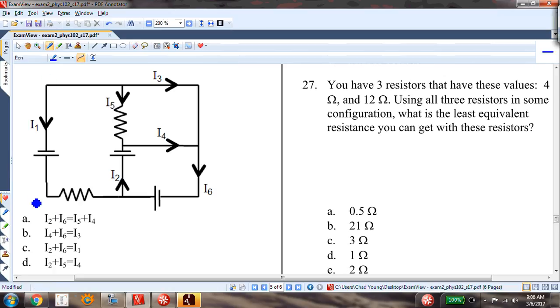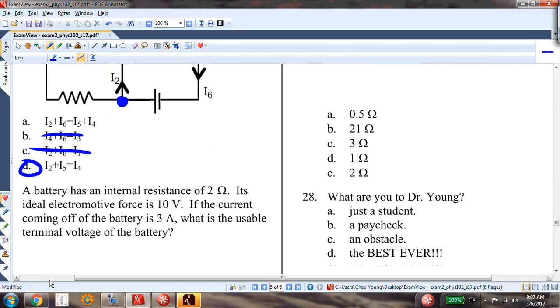All right, I4 plus I6 equals I3. I4 is into it, I6 is out, so that's not correct. It should be I4 plus I3 equals I6. So I2 plus I6 equals I1. I2 is out and I6 is in, so that's not correct. It should be I2 equals I6 plus I1. So D must be the right answer. Let's just look. We're right here. I2 is in, I5 is in, I4 is out, so that is correct.